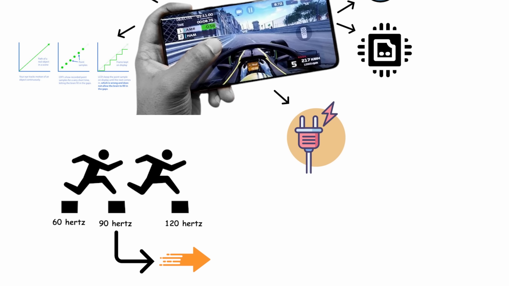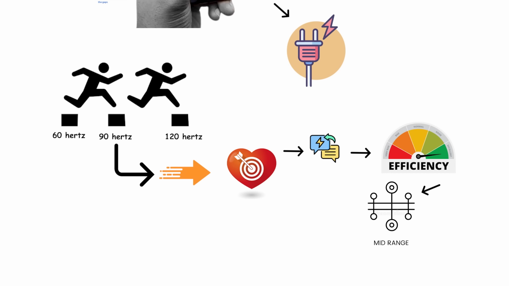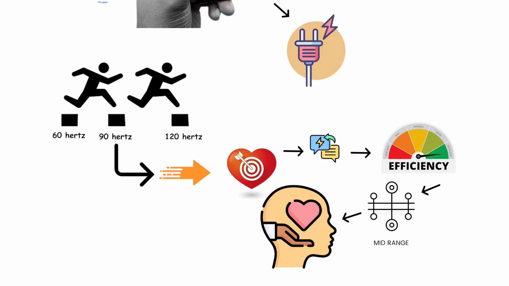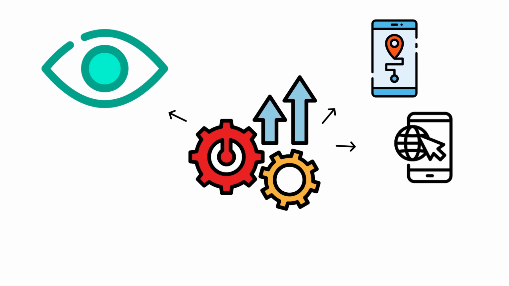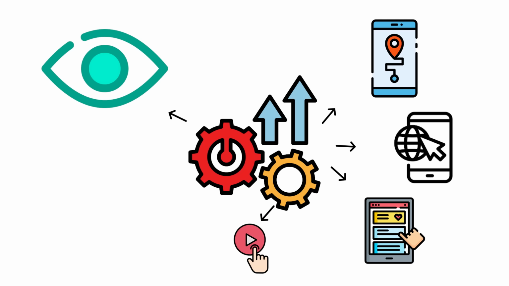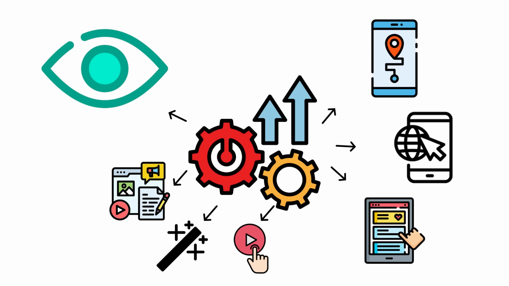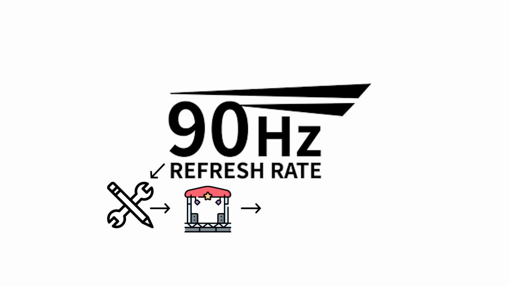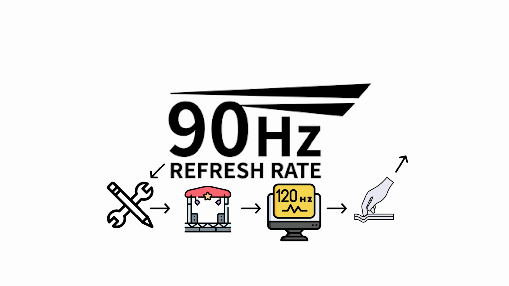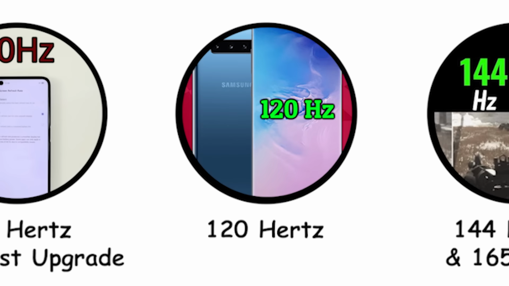90 Hz quickly became a sweet spot between responsiveness and efficiency, allowing mid-range devices to deliver a premium feel without a major hit to battery life. In practice, the improvement is most visible during user interface navigation, web browsing, and social media scrolling. In video playback, the effect is smaller because most video content still runs at 60 frames per second or lower. Overall, 90 Hz set the stage for the high refresh era, offering tangible smoothness gains while staying accessible in both price and performance.